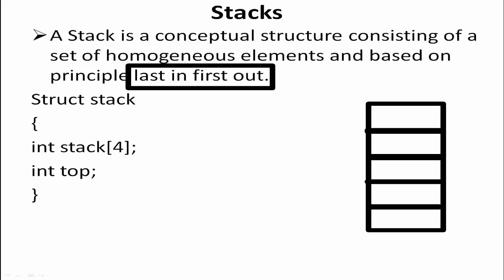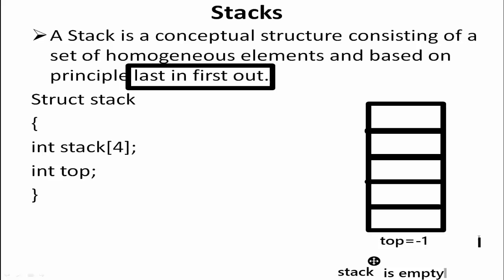Here the operations you are going to have: assume this is a stack. Here you have a top. If a stack is empty, top equals -1. So if the stack is empty, then top equals -1.